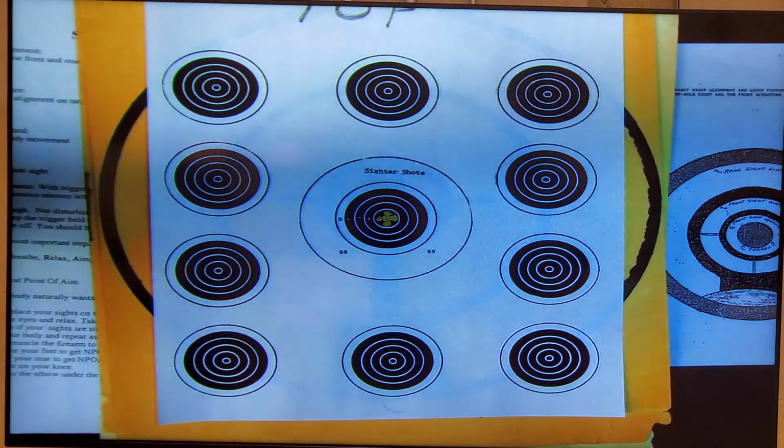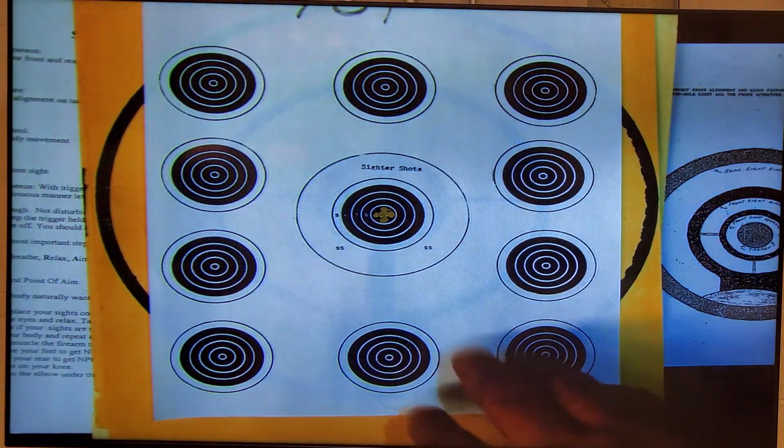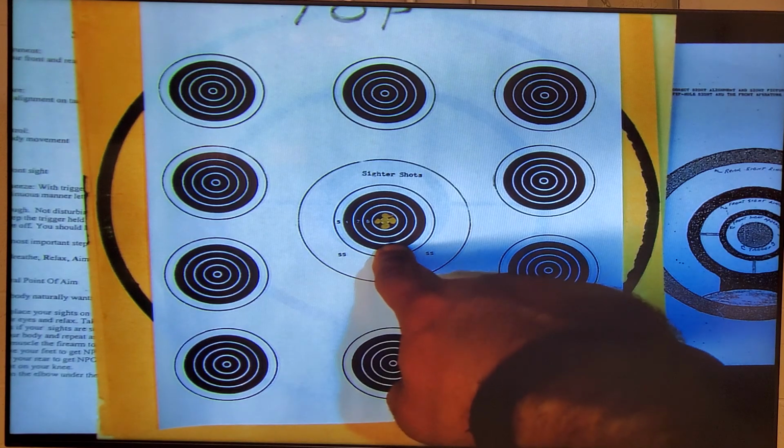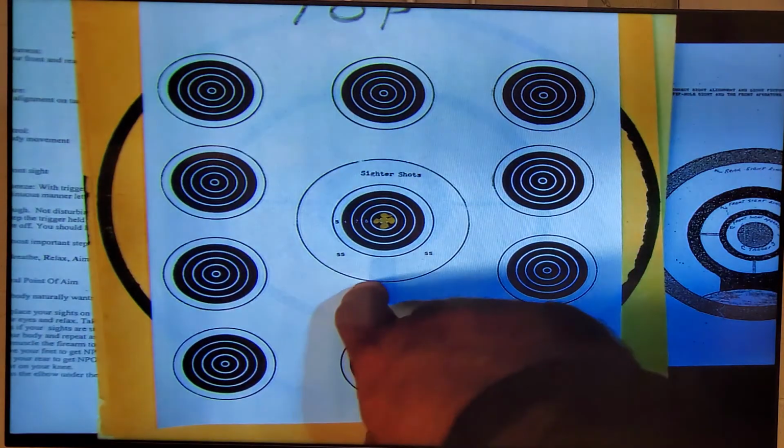Now, your target is worth 100 points. Each of these bullseyes individually is worth 10 points. This one in the middle isn't worth anything. You shoot this one first to adjust your sights. All the ones around you shoot your score.